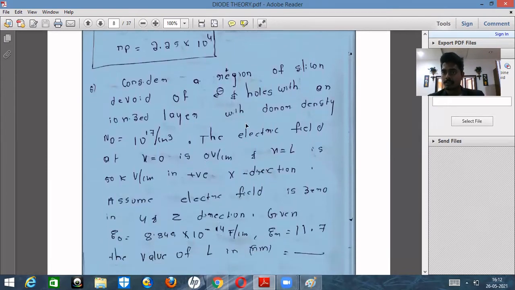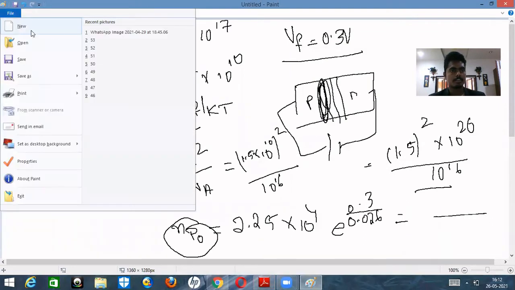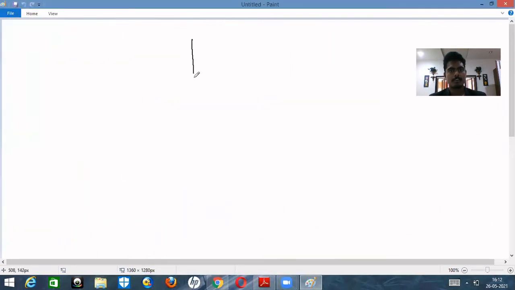Yeah, you can see the next problem on the screen, right? So consider a region of silicon devoid of electrons and holes with an ionized layer with a donor density Nd equal to 10 power 16. That is nothing but donor concentration is 10 power 16. The electric field at x equal to 0 is 0 volts per centimeter. Very good. So they have given that we have a semiconductor. Okay, so let us erase this one. So we have a p-n junction, let us suppose. So we have a P and an N junction.